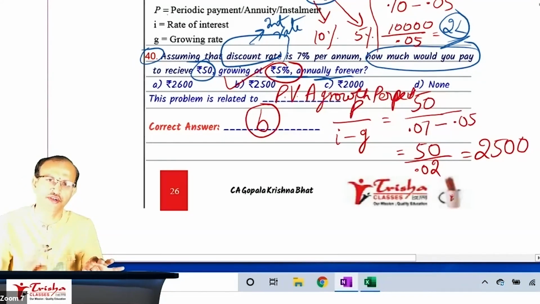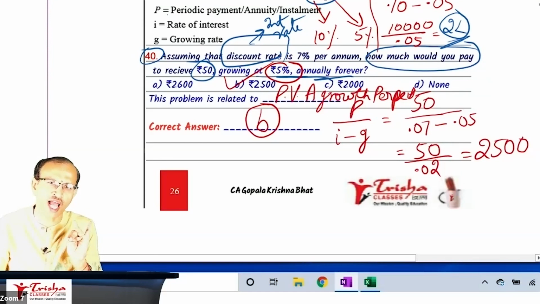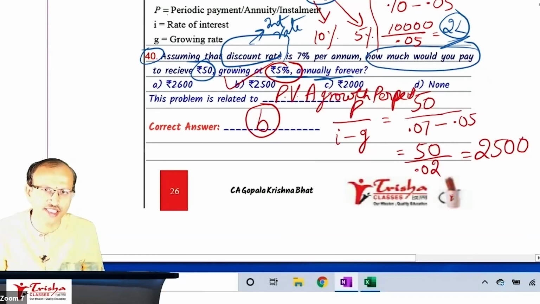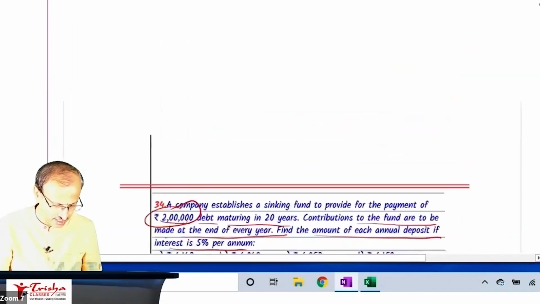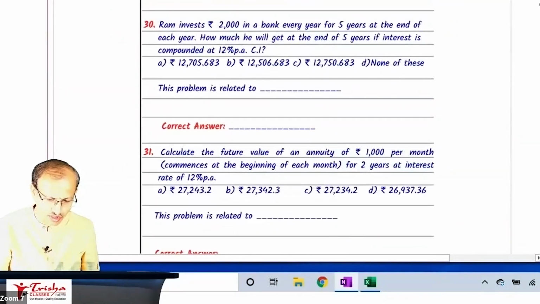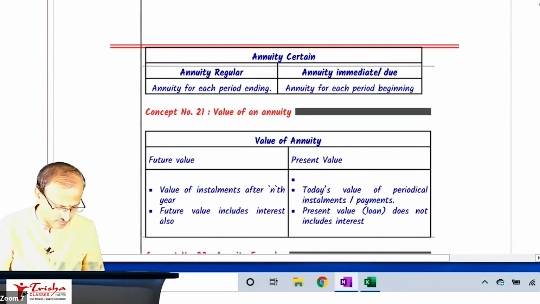Classification of annuity: certain, contingent, deferred, perpetuity. Next we learned classification of annuity certain. How do you classify? Two types. Regular, and it is immediate or due. We discussed value of an annuity. Any doubt in this? What are the two values of an annuity? One is called future value, the other one is called present value.